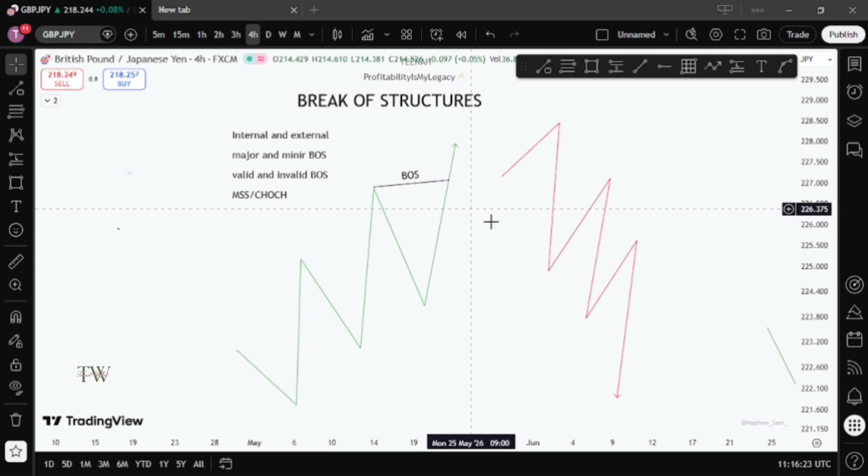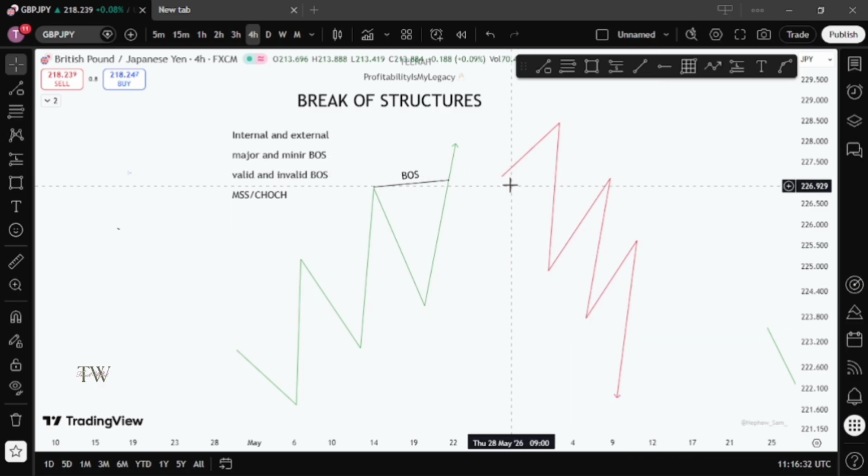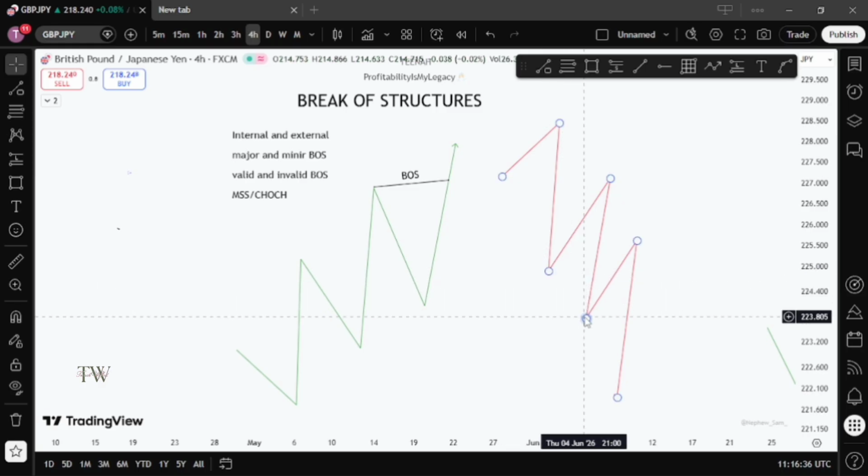Oh, okay. And we have the same for the bearish trend. You see that price kept breaking the previous lower low, keeps breaking the previous lower low. We're not going to waste so much time on this.